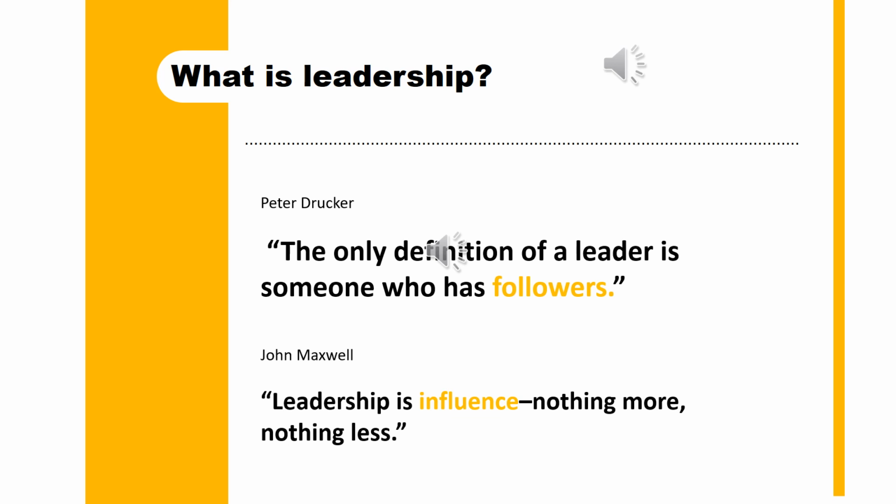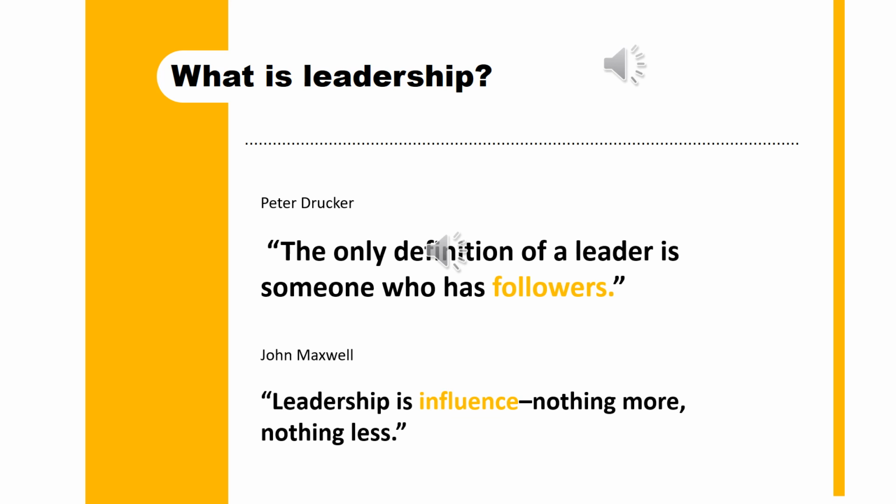One of the most interesting definitions of leadership was given by Peter Drucker. He defined it this way: the only definition of a leader is someone who has followers. It means if you are a leader, you have to have followers, a group of people who are going to follow you in what you want to do and follow your orders, your actions.